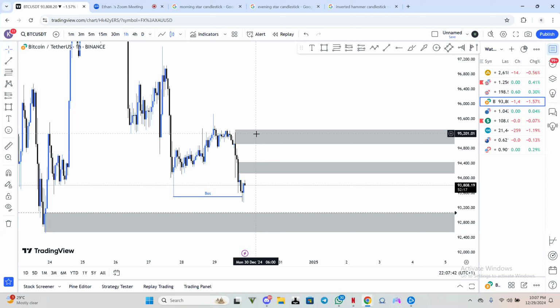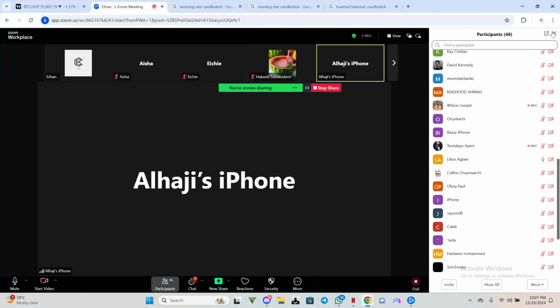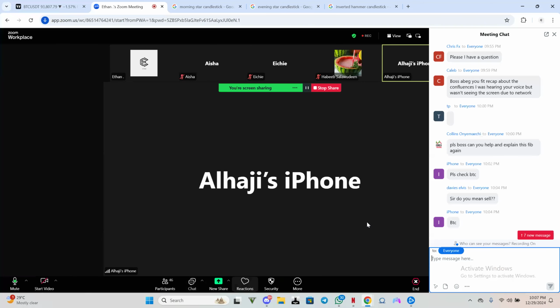So I guess those are the pairs I see a lot of us trading. Is there any other pair you guys used to trade, or do we have any questions for today? Because that's all for the analysis.